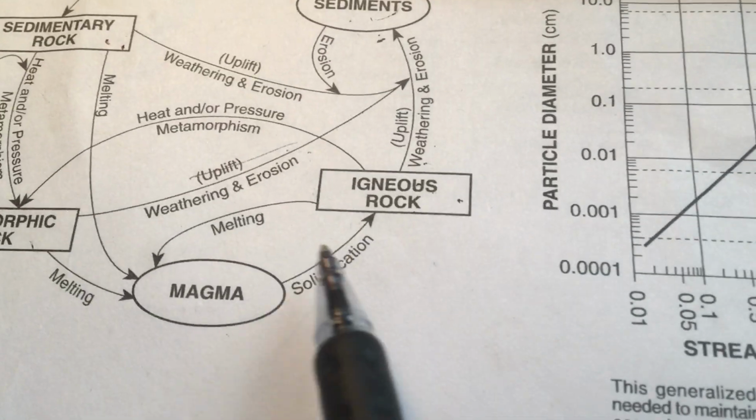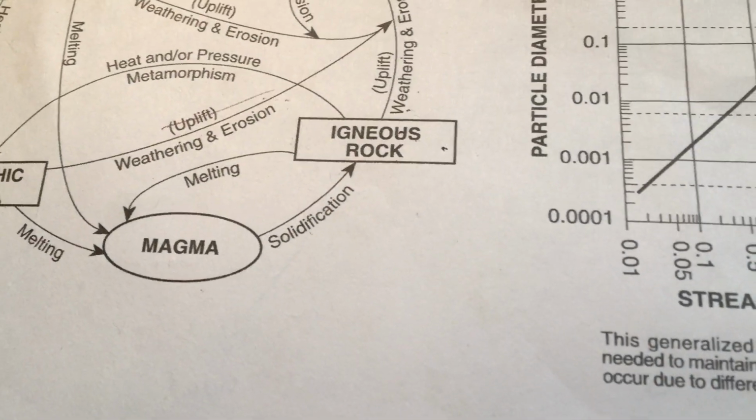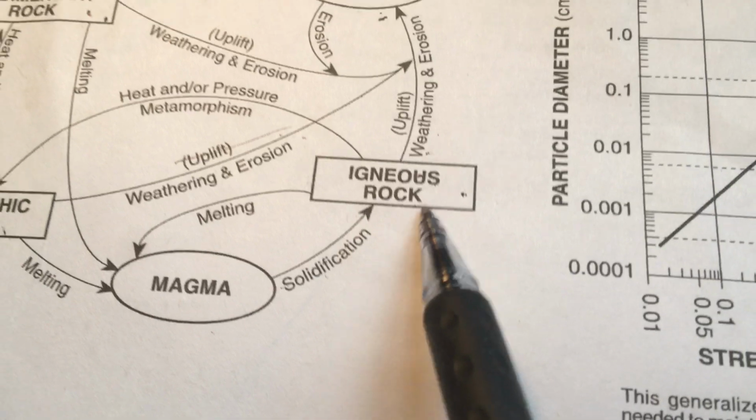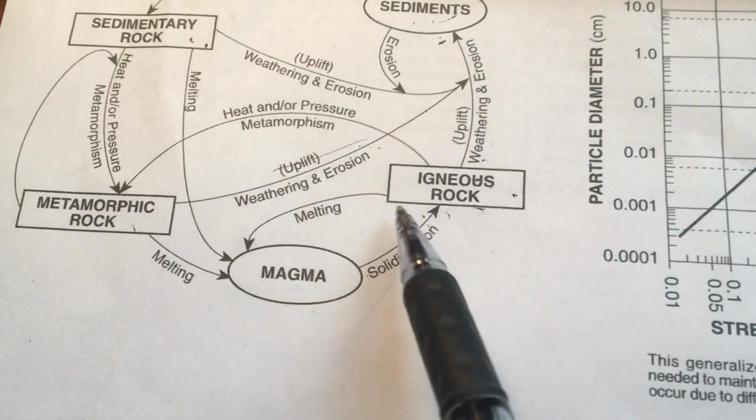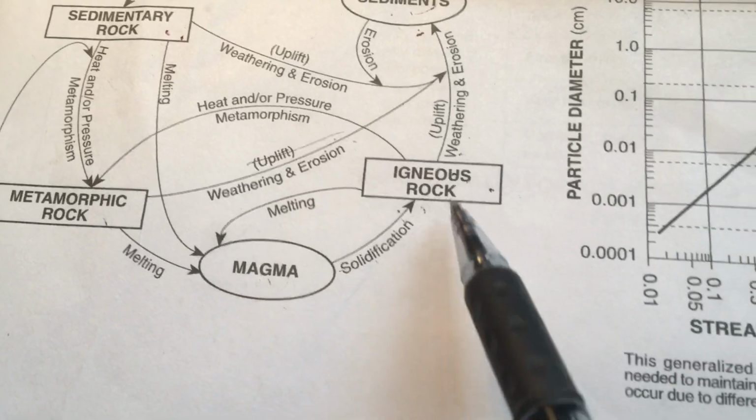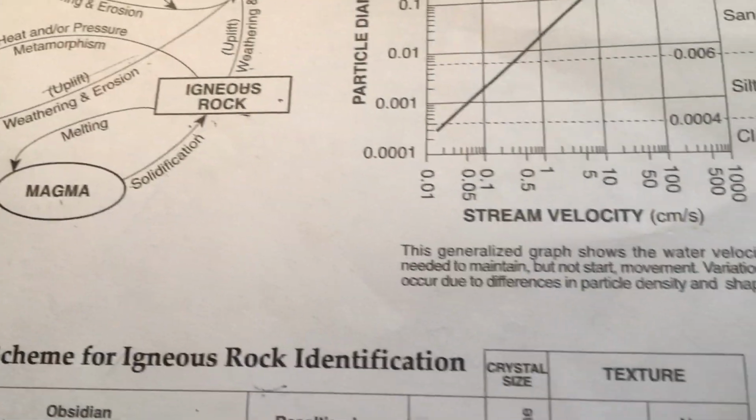So again, you're going to need to know what an igneous rock is. If you're going to tell me what the properties are that you see that let you know it's igneous, well, you better know what an igneous rock is, which is a rock that came from melted rock. Other rocks melt into magma. That magma solidifies, turns into an igneous rock.